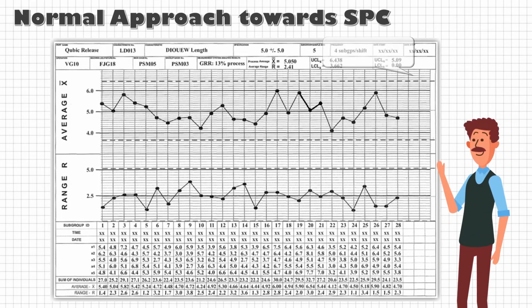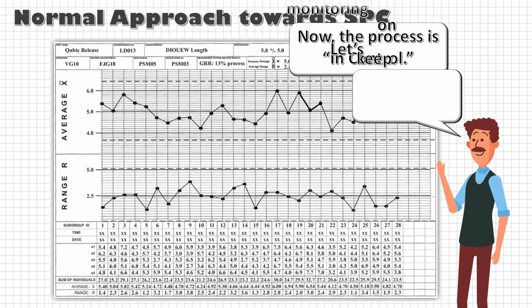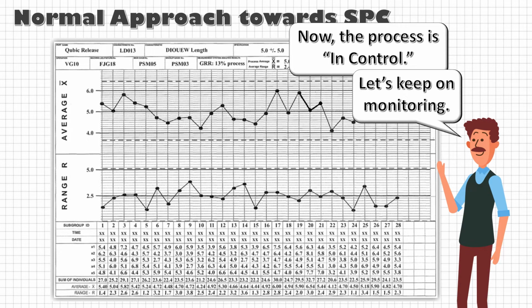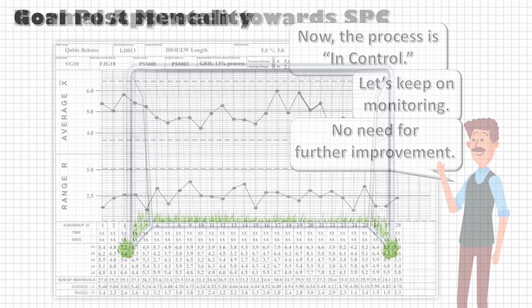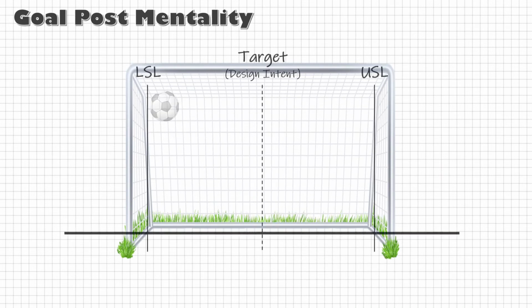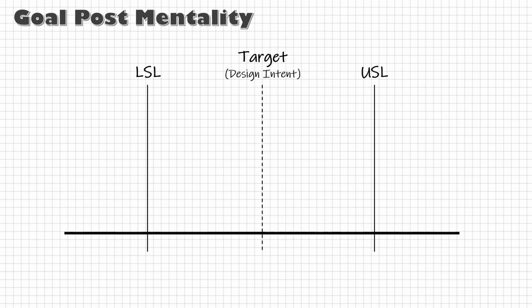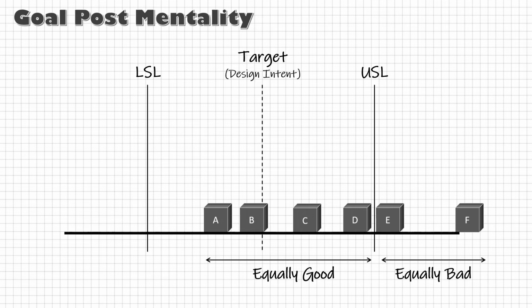Once the process becomes in control and the customer specifications are met, we generally keep on monitoring the trend using the control chart. But there is no effort to further improve the process. I mean, why put your resources if the target is already met? This thinking comes from the goalpost mentality. That means believing that all parts within specification, regardless of where they are located in the specification range, are equally good, and parts outside the specifications are equally bad.